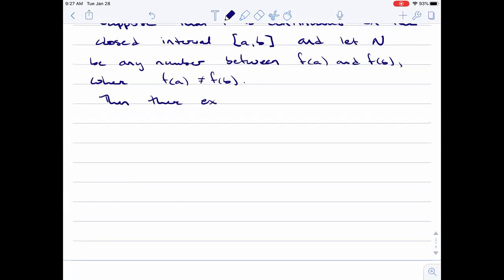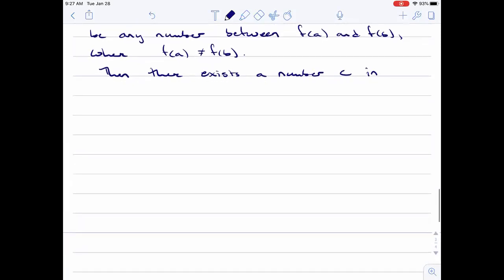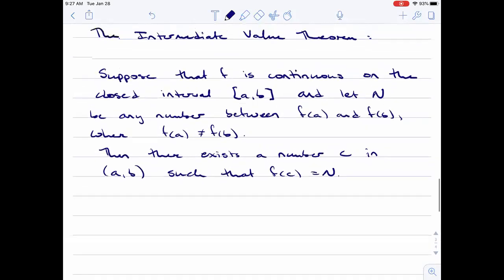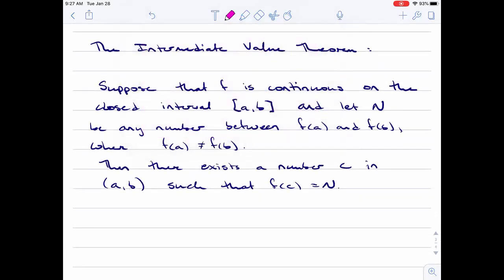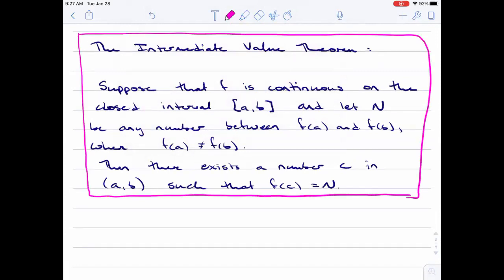Then there exists a number, bless you, C, in AB, not necessarily inclusive, right? Such that f of C is equal to N. This is a biggie. So I'm going to put 2 frames around this one.